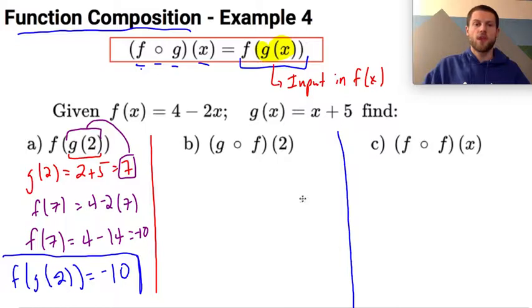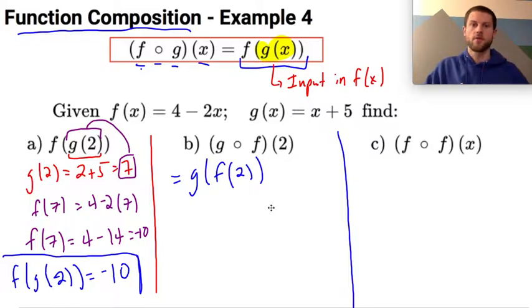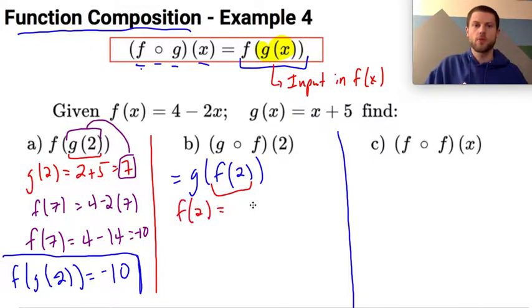Next up, I want to find what g of f of 2 is. The first thing I would suggest is, I don't really know how to make a lot of sense out of this. I have this urge to think of this as multiplication. Maybe you do, maybe you don't. But I'm going to rewrite this as g of f of 2. That's going to help me make sense of this. I'll follow the same process as before. Let's first find out what f of 2 is. f of 2 is going to equal 4 minus 2 times 2, which is 4 minus 4, which is equal to 0.